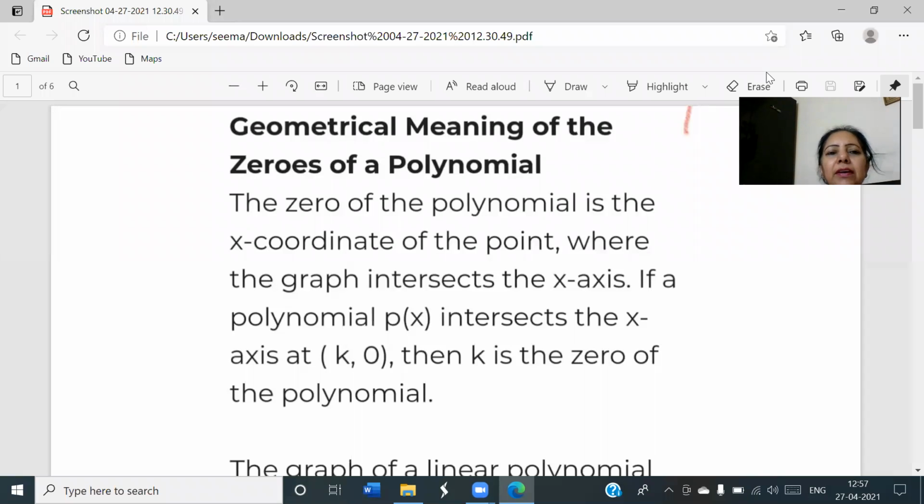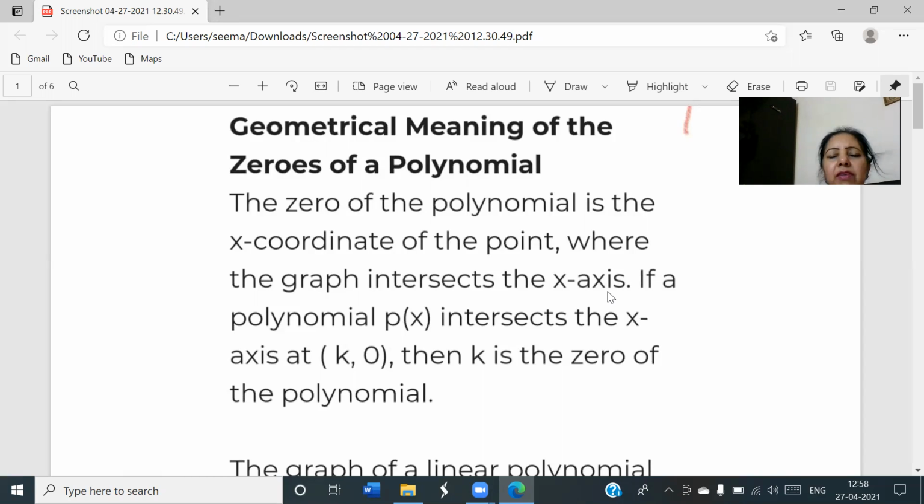Hello students, class 10th. Let us discuss the geometrical meaning of the zeros of a polynomial. First, let us read it. The zero of the polynomial is the x-coordinate of the point where the graph intersects the x-axis.